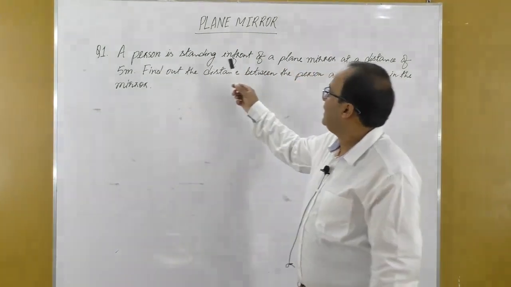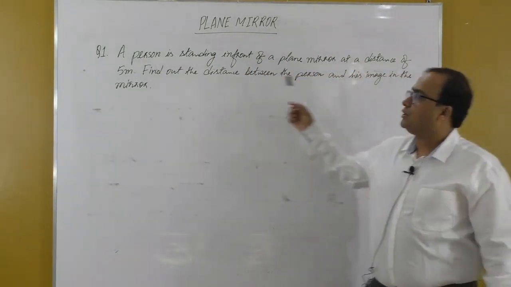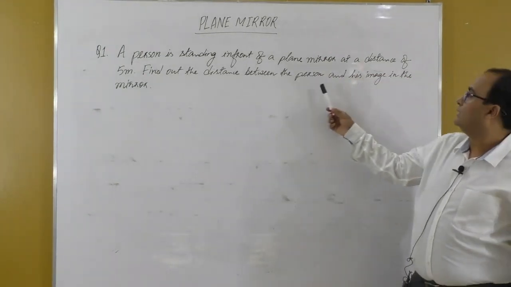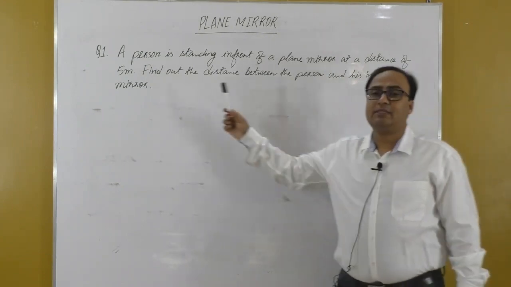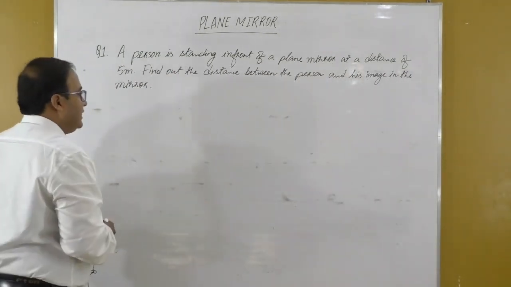A person is standing in front of a plane mirror at a distance of 5 meters. Find out the distance between the person and his image in the mirror. So first try to understand the question.